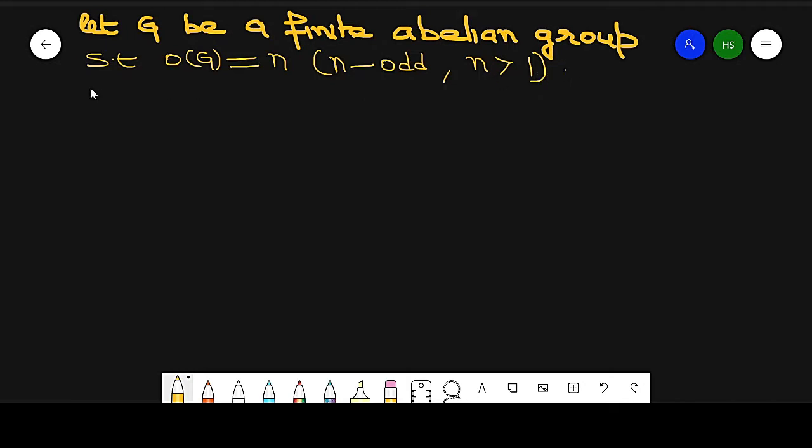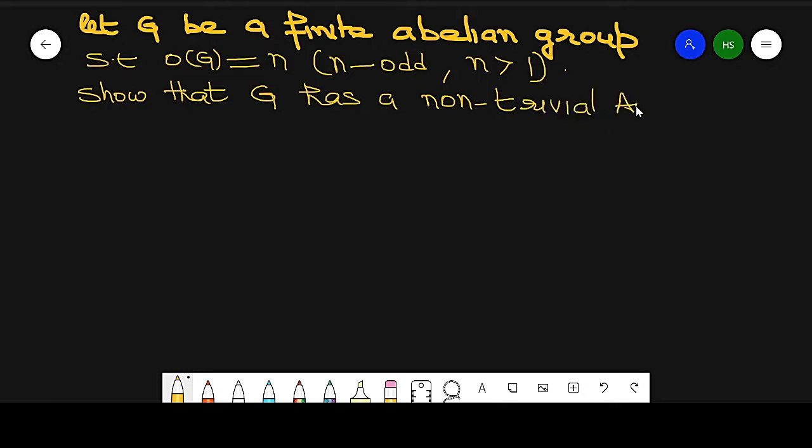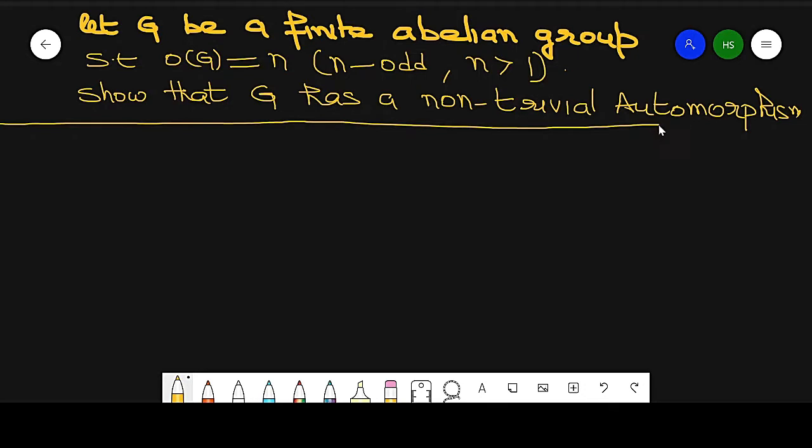Then show that G has a non-trivial automorphism. This is a very important result, a very important question. It is our first question.